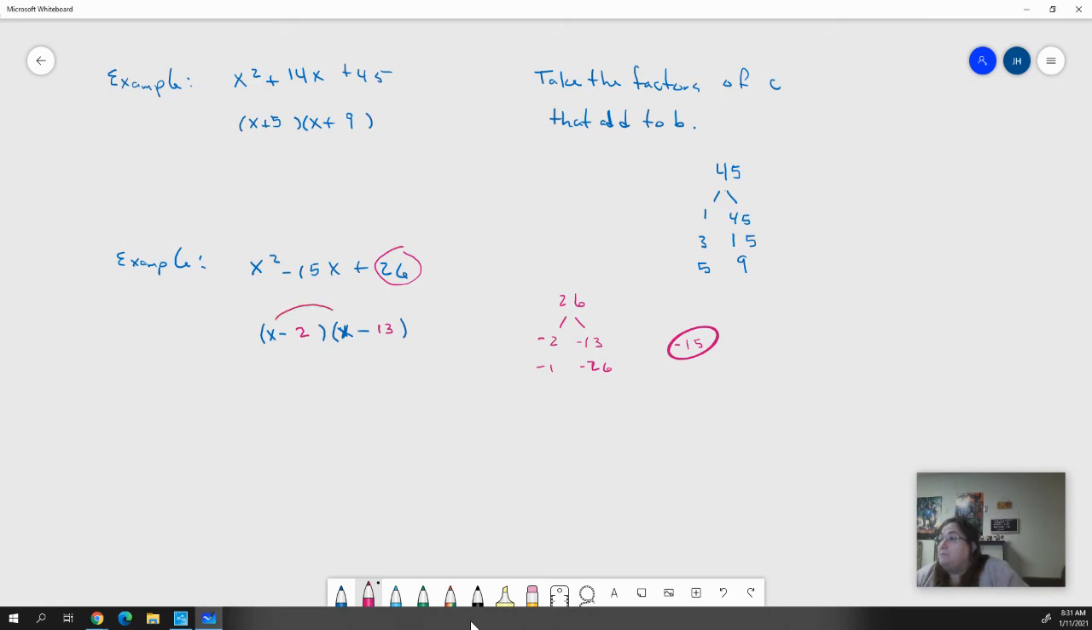I could go x times x equals x squared. And then x times negative 13 equals negative 13x. And negative 2 times x equals negative 2x. And negative 2 times negative 13 equals positive 26. And when I combine my like terms, I wind up with x squared minus 15x (negative 13 minus 2 is minus 15), plus 26. So we get back to our original equation. You can always tell if you're right.